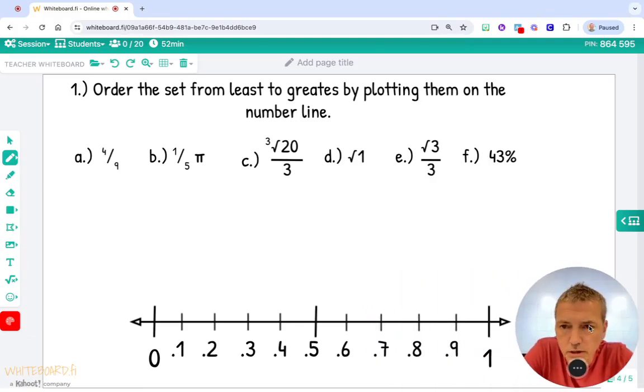Hey guys, let's answer question number 1. Order the set from least to greatest by plotting them on the number line. So our number line goes from 0 to 1, right? So it looks like all these numbers are going to be between 0 and 1.